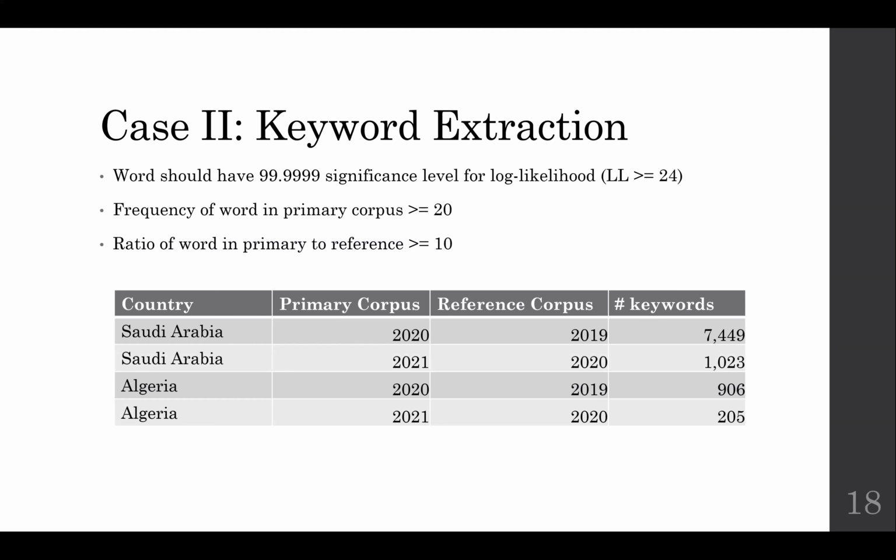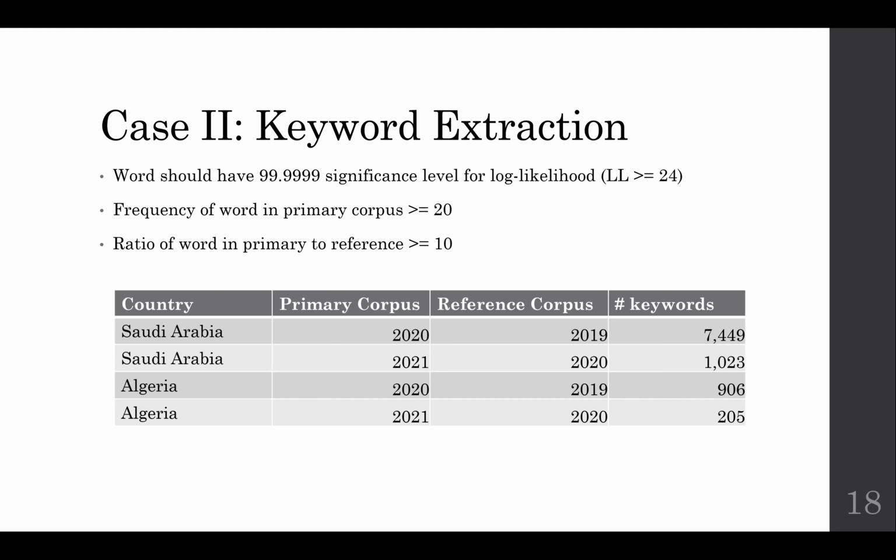Then when we compute the log likelihood, in order to consider a word to be a keyword, first, it should have a value greater than or equal to 24. Also, the frequency of the word in the primary corpus should be greater than or equal to 20, and the ratio of the word in primary to reference should be greater than 10. Here, the number of extracted keywords. Generally speaking, Saudi Arabia has more keywords than Algeria, and 2020 has more keywords than 2021.